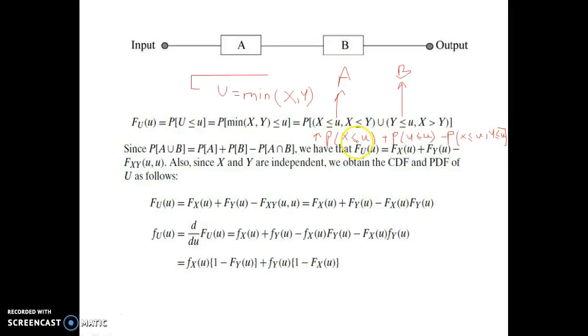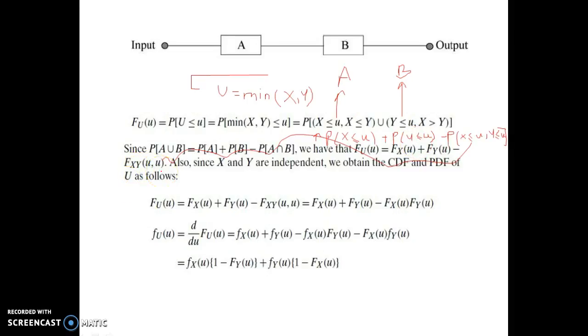If we write these probabilities in terms of their CDFs, this becomes F_X(u), this becomes F_Y(u), and this will become, from the joint CDF concept, F_XY(u,u). So we get F_U(u), the CDF of U, given by the CDF of X evaluated at u plus the CDF of Y evaluated at u minus the joint CDF of X and Y evaluated at u and u.